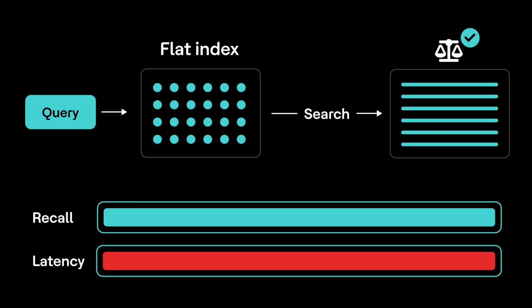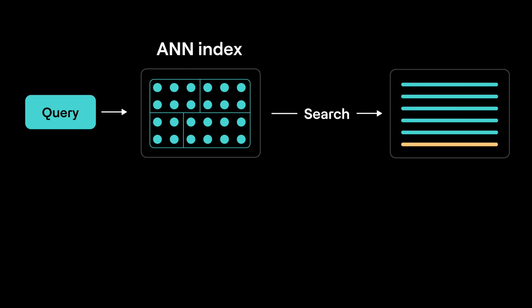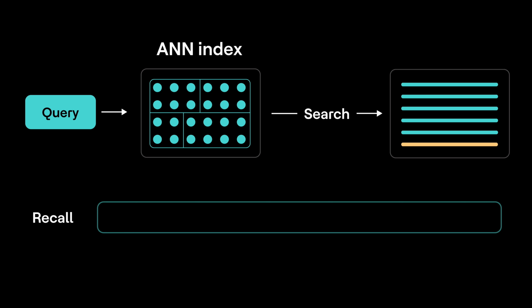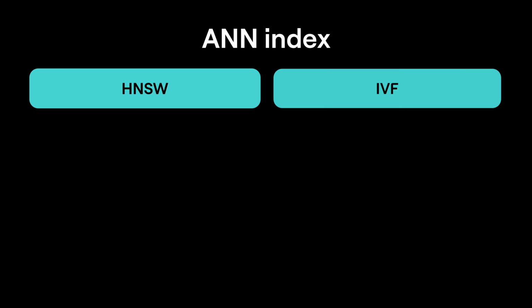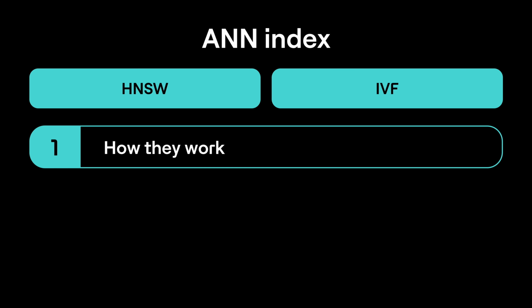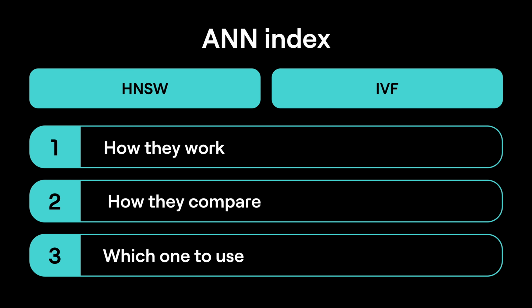But if you don't need that level of accuracy, that's where approximate nearest neighbor, or ANN, indexes come in, trading an acceptable drop in recall for much lower latency. You'll likely be choosing between HNSW and IVF. And by the end of this video, you'll understand how they work and how they compare, so you know which one to use based on your latency targets and infrastructure constraints.